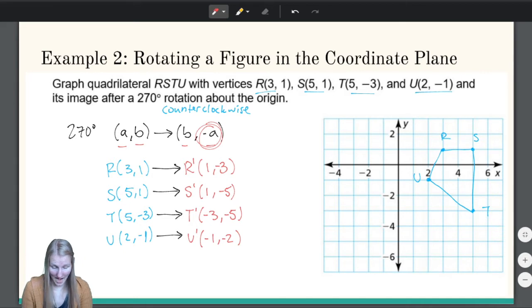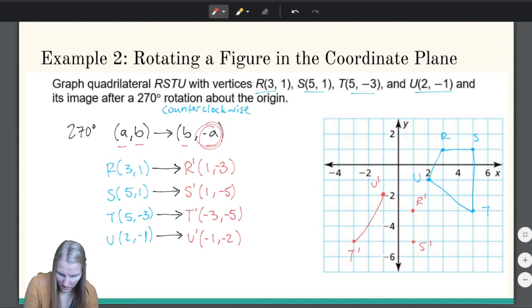Okay, and now let's graph our points. (1, -3) is R prime. S prime is (1, -5). T prime is (-3, -5). And U prime is (-1, -2). Ooh, let's try that again. Straight lines, straight line.